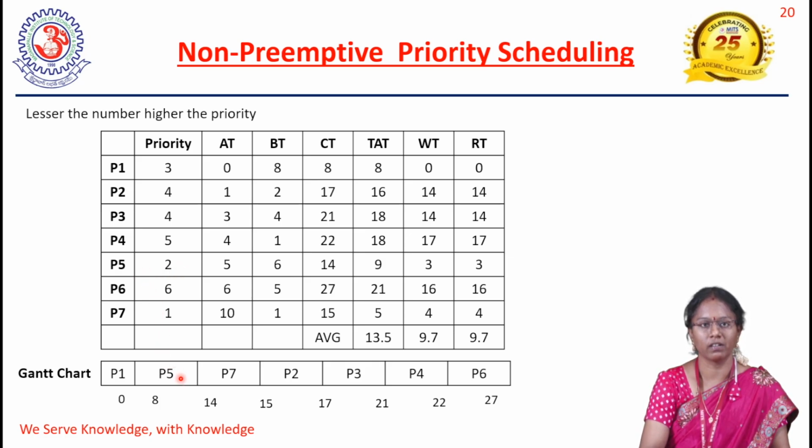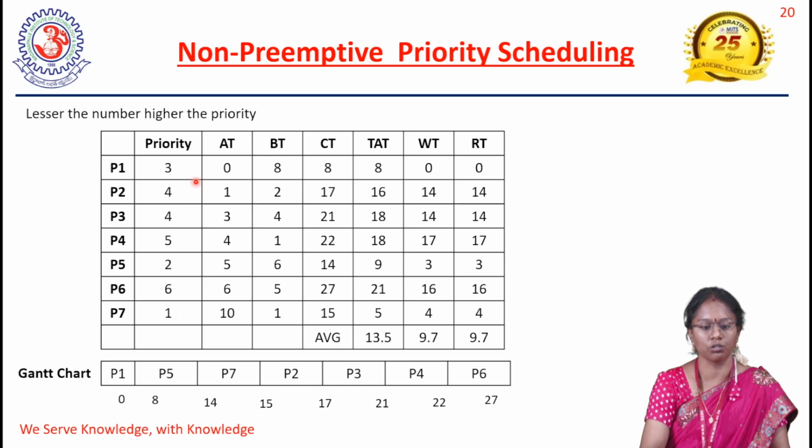So P5 is given the chance for execution, and what is P5's burst time? 6. So for 6 seconds P5 is going to execute. After its completion, at 14 seconds the remaining process also arrived, that is P7, which has the highest priority, 1. Among the remaining processes, P7 has the highest priority, so P7 is going to enter execution. For 1 second it will execute because its burst time is only 1. So it is completed. After that, the next highest priority is P2 because the next priority is 4.